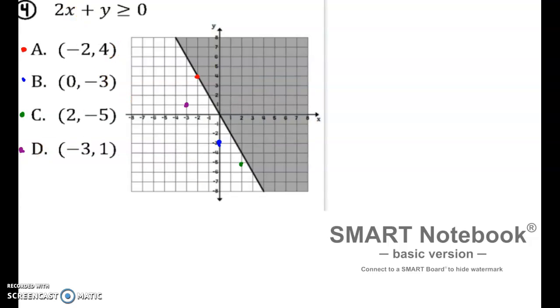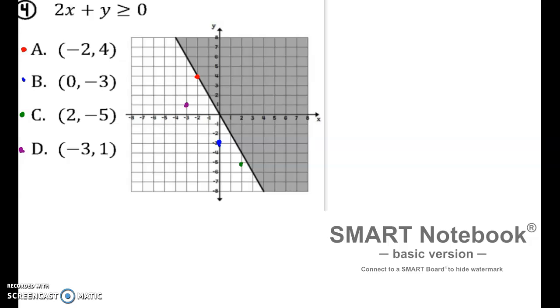Okay, number 4, we're going to do the exact same way, but this time you'll notice that our line is solid. That is because we have a greater than or equal to symbol. So when you have the greater than or equal to, your line is solid because of the or equal to part, because points on the line are now solutions to the inequality. So points in the shaded region make the inequality true. And here our shading is above the line because the inequality says 2x plus y is greater than, which means above or equal to 0.